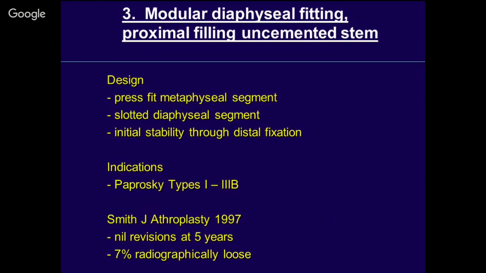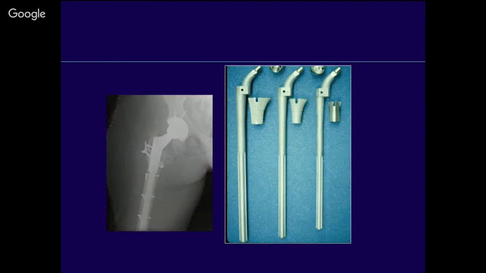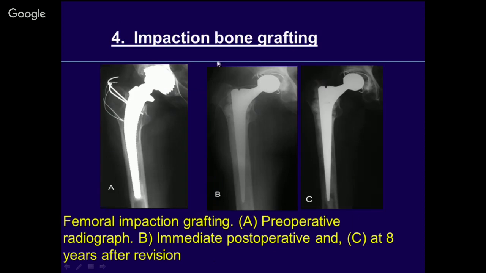Then you have a modular diaphyseal fitting, proximal filling uncemented stem. Its design is a press fit metaphyseal segment slotted onto the diaphyseal segment, giving initial stability distally. Indication is type 1 to 3B, with nil revision at 5 years, and 7% radiographically loose. So these are all about the uncemented, modular uncemented implant. We have a calcar product, a fluted distal part, and we can change the version and the neck length. Another option is impaction bone grafting.